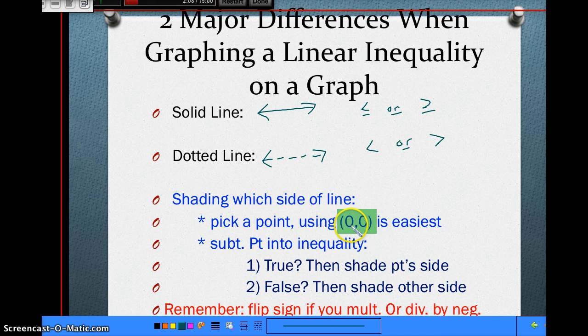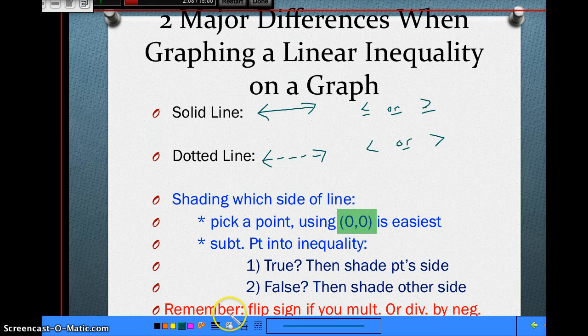Now, the only time you can't use 0, 0 is if your line actually goes through the origin at 0, 0. Then you'll have to pick a different point. Just pick small numbers to make it easier for you. If your 0, 0 comes out as true, then you're going to shade that point side. If 0, 0 comes out as false, then you're going to shade the other side, because the other side would be the true side. And this is going to make more sense once I actually do some examples.